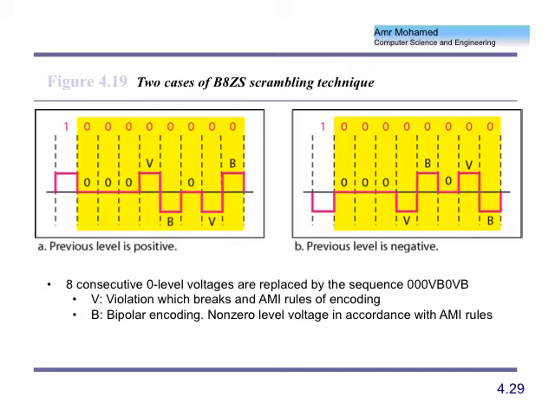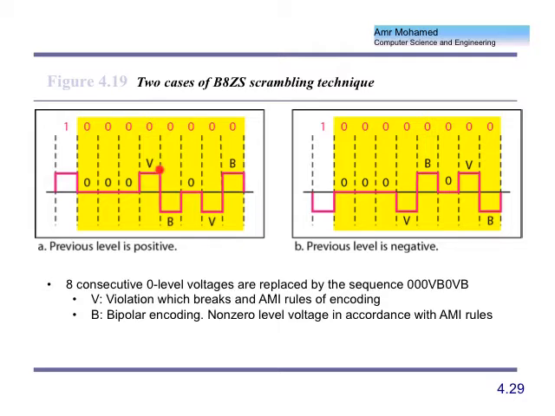Okay. So I'm going to violate the normal sequence of AMI. That's why it's called V or violation. So instead of sending negative voltage level, which might be interpreted by the receiver as 1, I'm going to send yet another positive voltage level. So this one is similar to this.